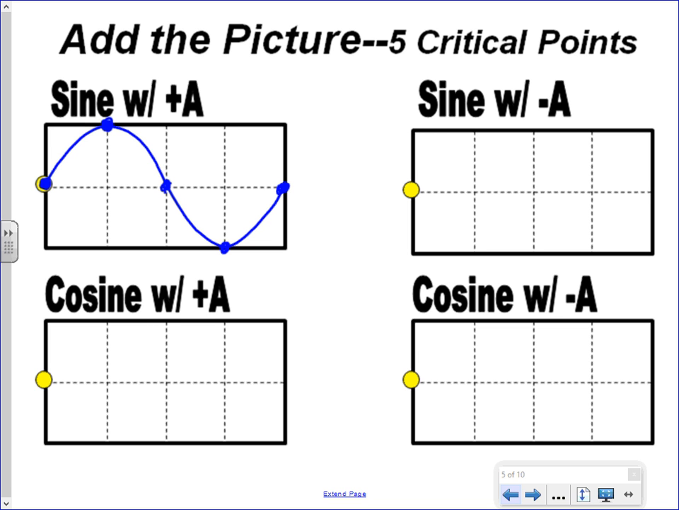If we have a negative A value, what's going to be different about our sine curve? Okay, so we're going to start at the same place, but then we're going to go down first. Remember, if we're talking about one period, wherever you start, that is the height that you would need to end at, because then it needs to be able to repeat again.